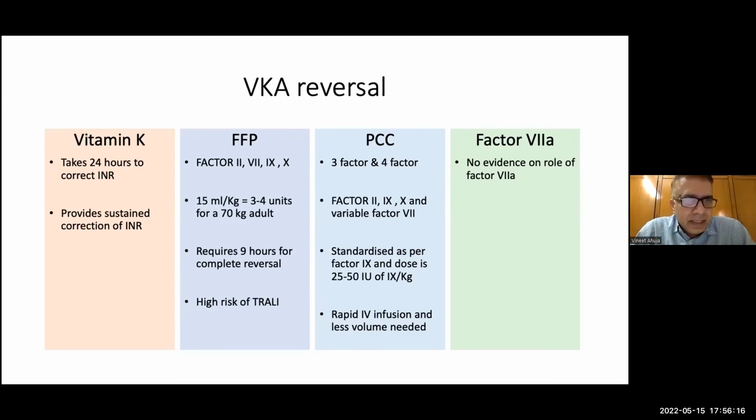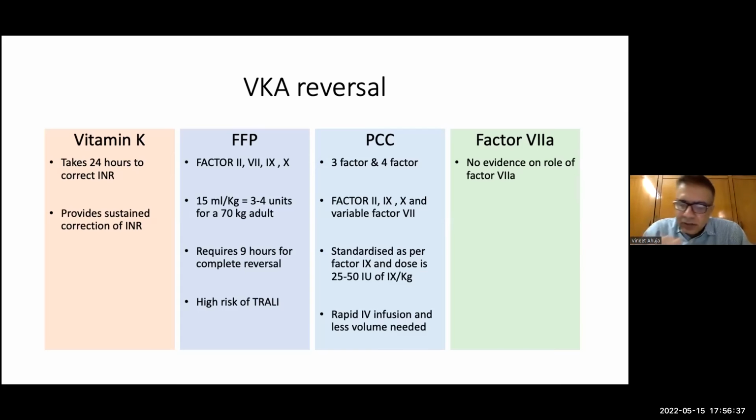Give vitamin K. It takes 24 hours to correct INR. You have the option of giving fresh frozen plasma. It requires 9 hours for complete reversal. The dose is 15 ml per kg, so 3 to 4 units for a 70 kg patient. Or you can give prothrombin complex concentrate, 3-factor or 4-factor, but that is not available at many centers.